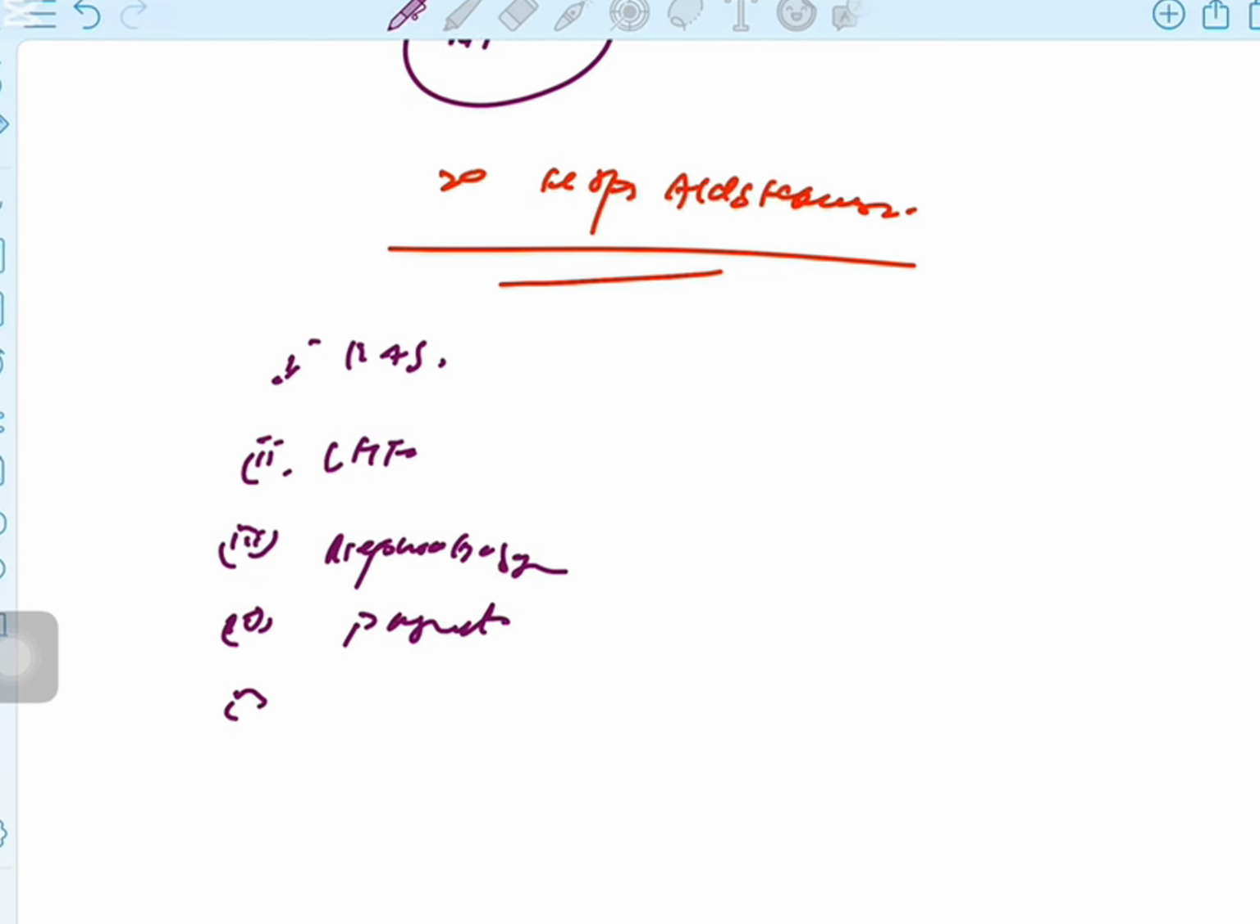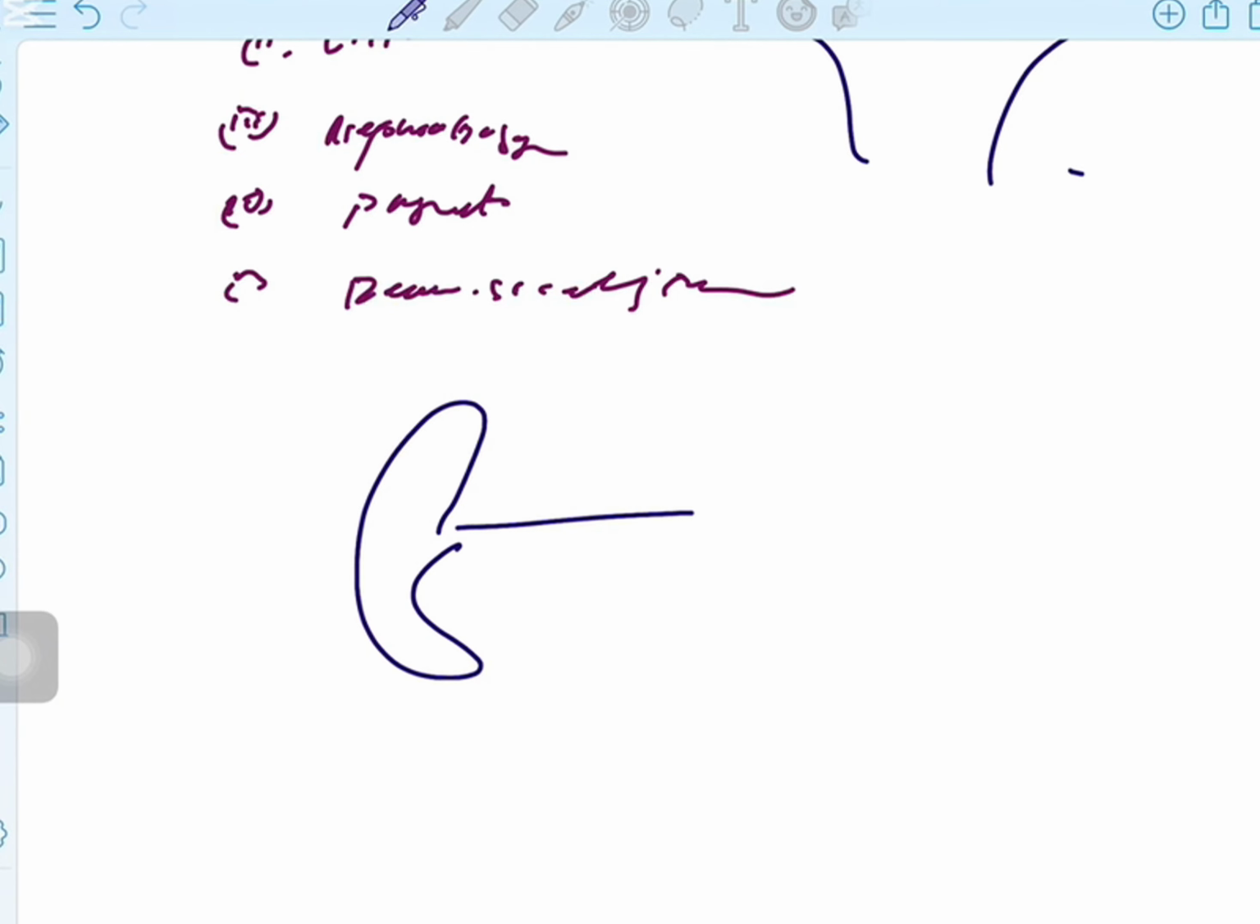Number five, renin secreting tumor. Now I will discuss in detail why renal artery stenosis can lead to secondary hyperaldosteronism. Just take this as your kidney and this as a renal artery.